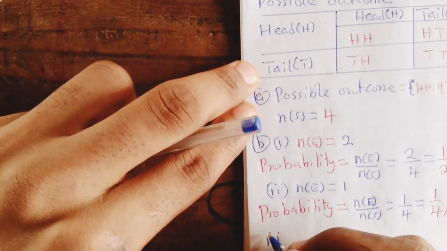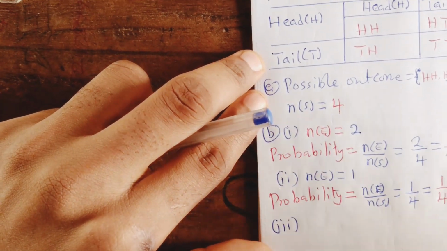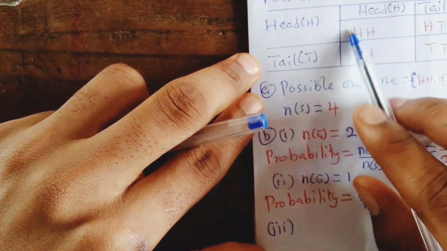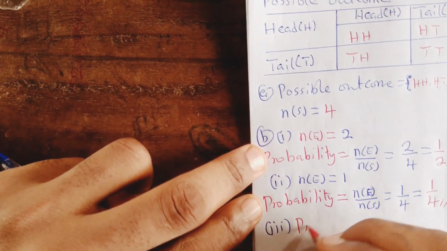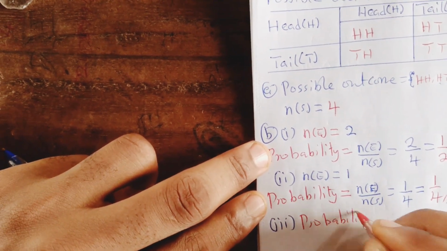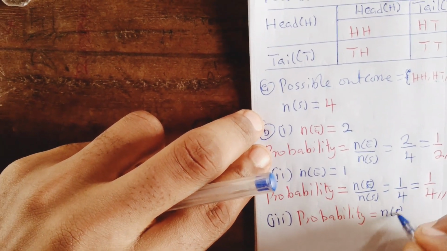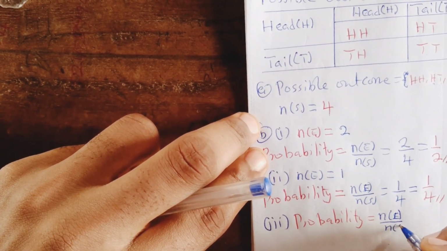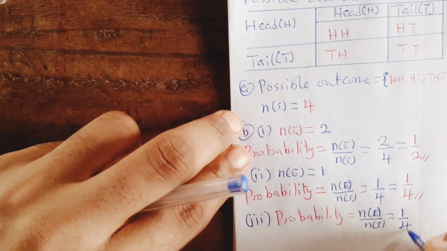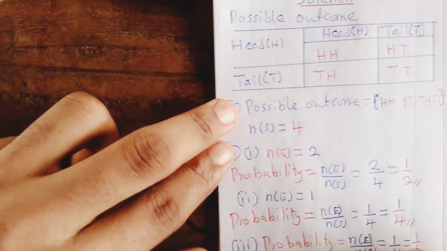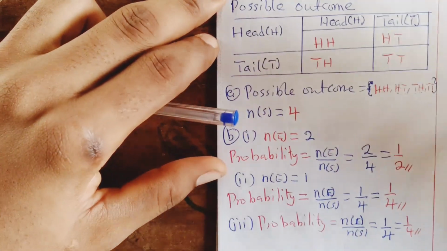Roman number 3. They say what's the probability of obtaining no tail? So no tail means head, head, and it is only 1. So Roman number 3, probability is equal to number of E over number of S, which is giving me 1 out of 4. So the probability of obtaining no tail is 1 out of 4.